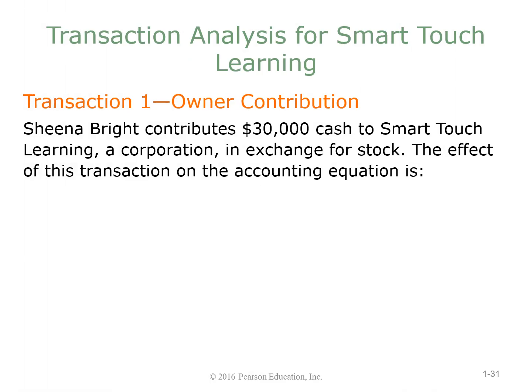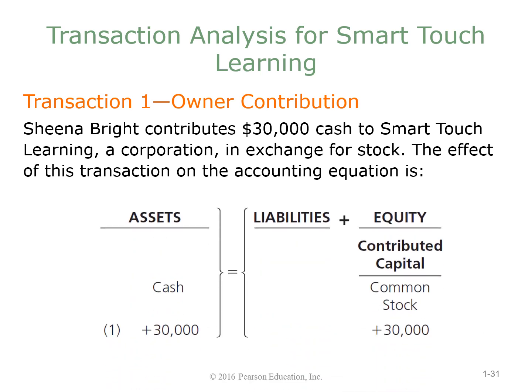This is an example showing us a group of transactions and how they will affect the accounting equation. For example, it says that Sheena Pride contributes 30,000 cash to Smart Touch Learning, a corporation, in exchange for stock. This is the equation: assets, liabilities, and equity.